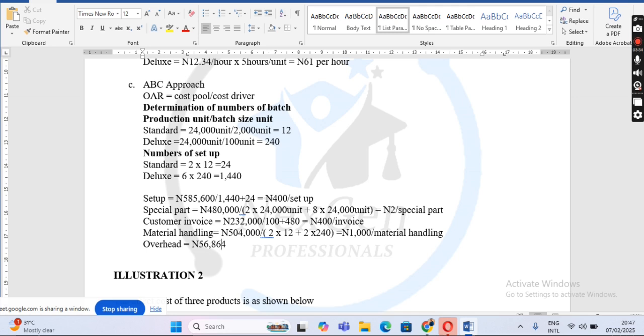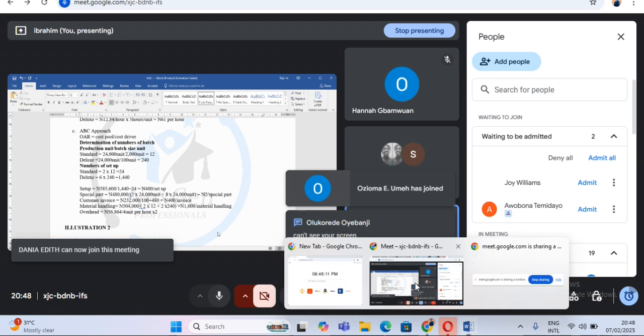Now, the cost pool, don't forget that it is based on labor hours. Is that not so? They will use 4 hours to produce one unit. Is that not so? 4 per hour. Times how many units did they produce? How many units, class? The first one is how many units, class?